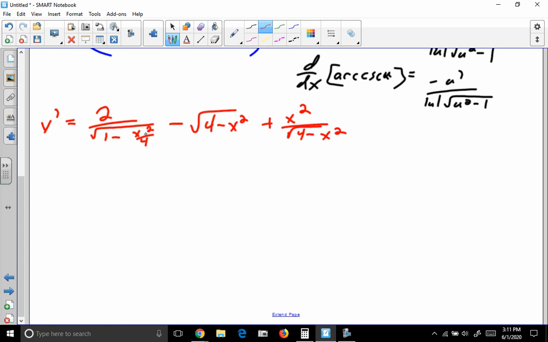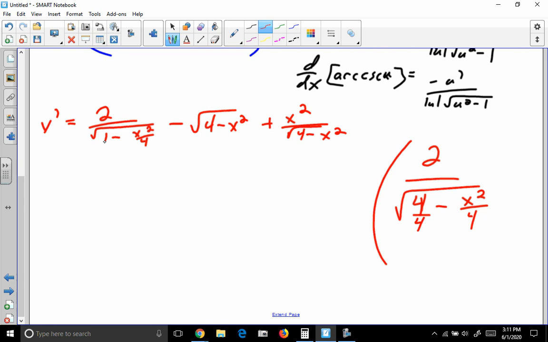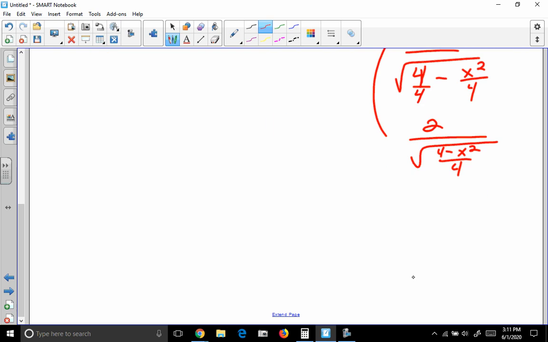For this fraction, I'm going to work this out on the side. If we have 2 over the square root of 1 minus x squared over 4, let's get a common denominator on the inside. So that common denominator is going to be 4. So if we multiply the bottom by 4, we're going to multiply the top by 4. Notice 4 over 4 is 1. So under that radical, we have 4 minus x squared over 4. If we have a fraction, we can take the square root of the top and bottom separately. Well, we can't take the square root of the top because we have a subtraction in the middle.